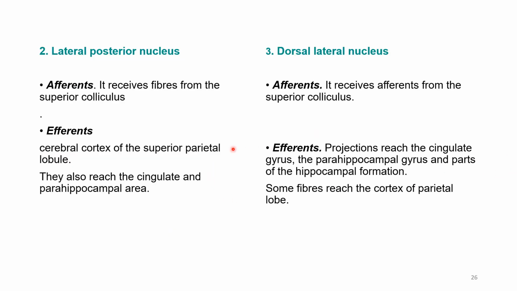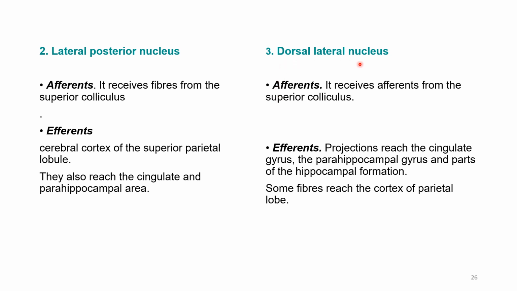Then coming to the posterolateral nucleus and dorsolateral nucleus. The lateral posterior or posterolateral nucleus: the afferents will be from the superior colliculus. The efferents will go to the cerebral cortex of the superior parietal lobe. They also reach the cingulate and parahippocampal area.